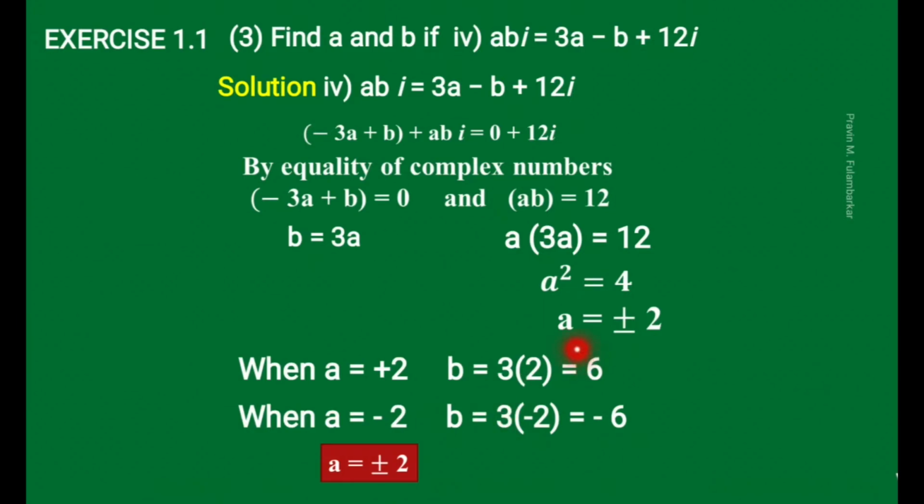Now we consider when a equals to minus 2. Now replace a by minus 2. So we get 3 into minus 2, which is minus 6. So the values of a are plus or minus 2 and values of b are plus or minus 6. So in this way we can solve question 4.